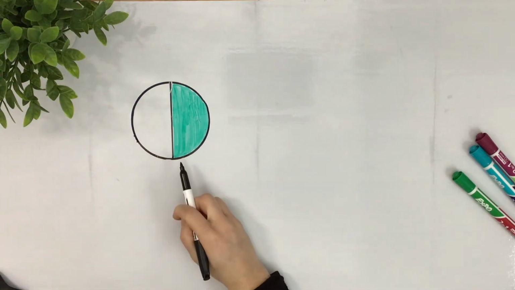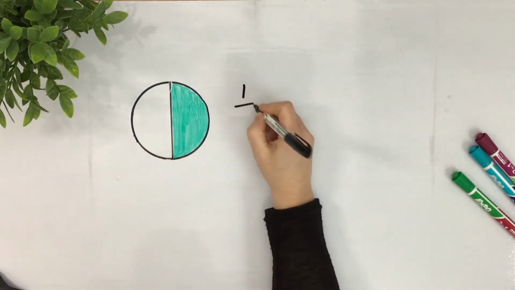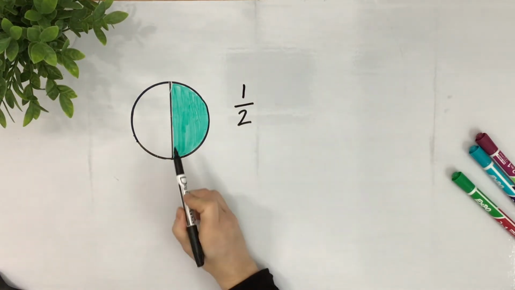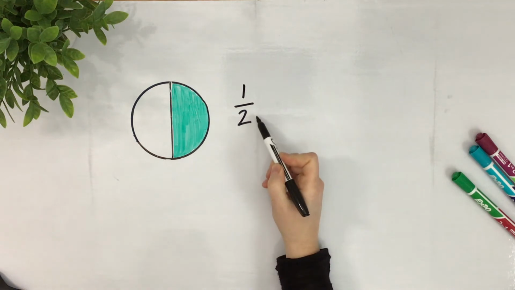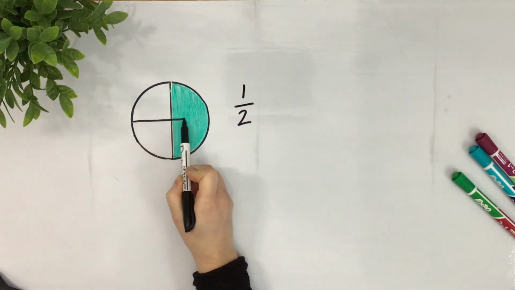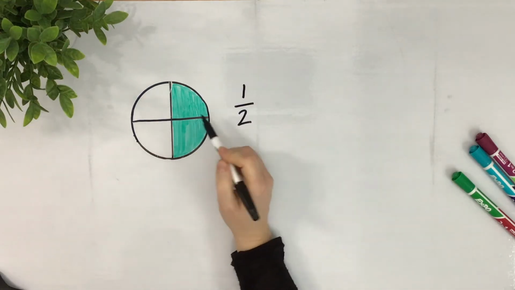Okay, so here I have a very simple fraction drawn. It's representing 1/2. I always like to think of my circle fractions as pizzas. So I have 1 out of 2 slices of pizza, half of the pizza. Now, if I were to slice this pizza again this way, now I've created 4 equal pieces of pizza.